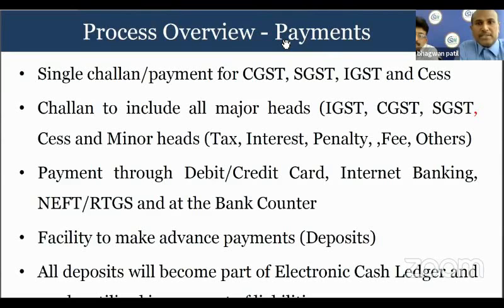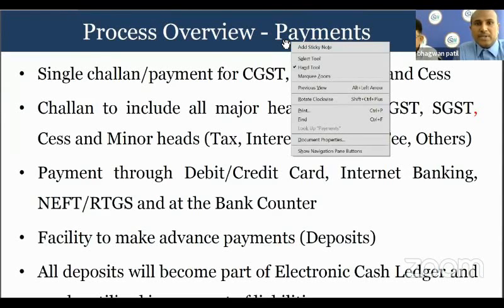Go to the payments section and go to create challan. Click create challan, and fill the amounts as per major headwise, that is CGST, SGST, IGST, or cess. Also fill minor headwise tax, whether it is tax payment, interest payment, penalty, fee, or any other thing. Save the challan for 7 days if you require. You can save the challan. And for generation of challan, select the mode of payment. The modes of payment we already discussed: debit card, credit card, or internet payment, or other things like OTC, NEFT, or RTGS.